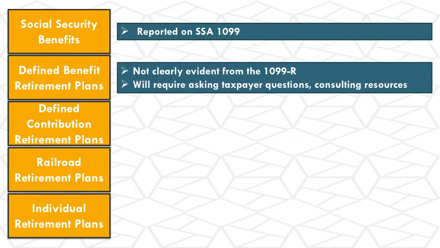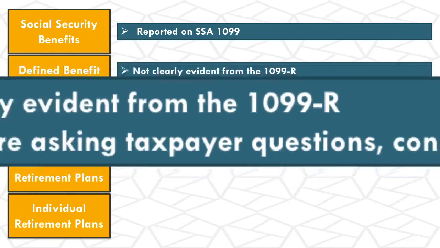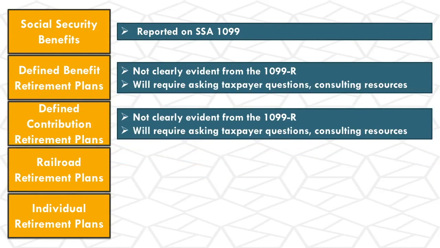Defined benefit retirement plans, however, are not clearly evident from the 1099-R. It's going to require asking taxpayers certain questions and also consulting the many resources that you have available. It also may require calling the administrator of the plan. And we may have to get to that point where you have to just call the administrator of the plan. Much like the defined benefit plan, the defined contribution plan is again not clearly evident from the 1099-R and will require asking the taxpayer questions and consulting resources.